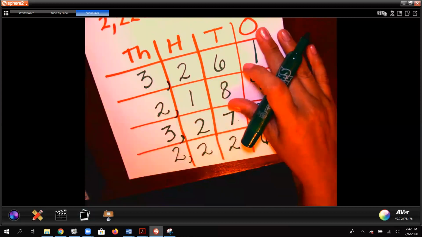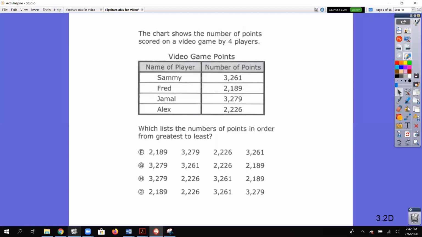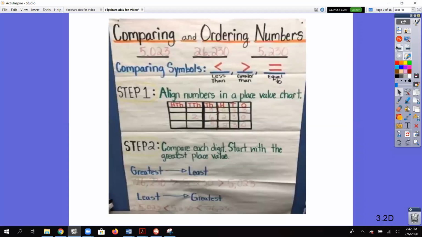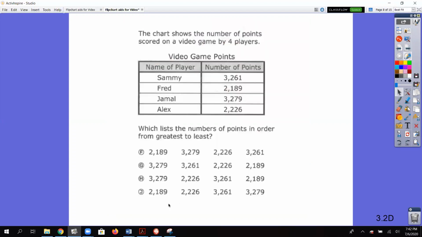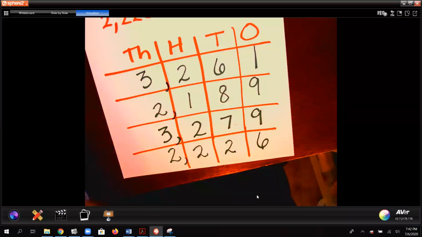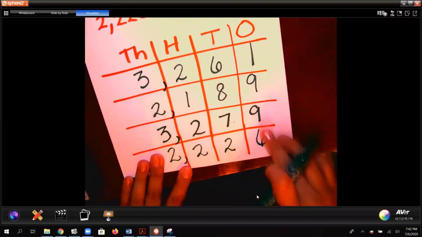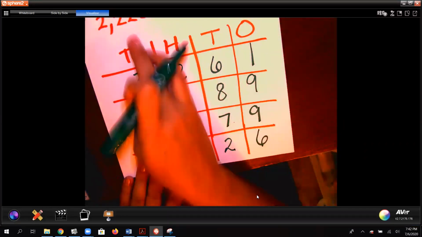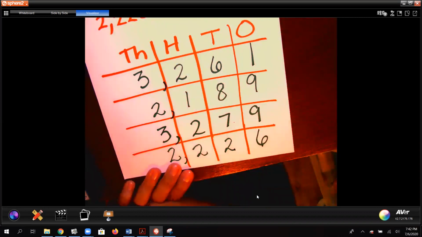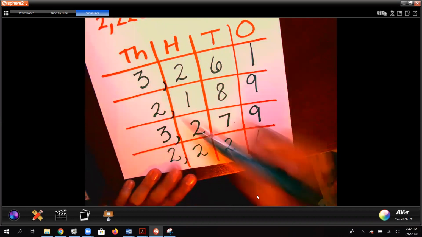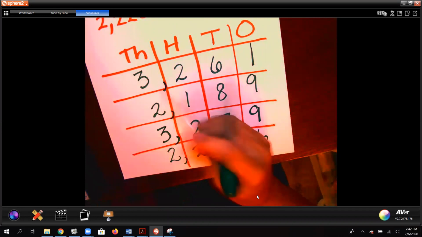So let's go back to the rules. Align the numbers in a place value chart, which we did. Step 2, compare each digit, start with the greatest place value. So this is our least place value, the ones. Our greatest one would be right here, the thousands place. That's the highest one for all of them. So let's see. The greatest one is 3 and 3.